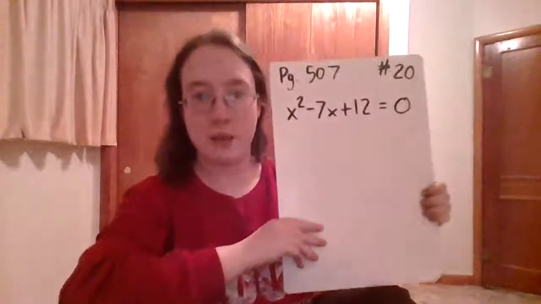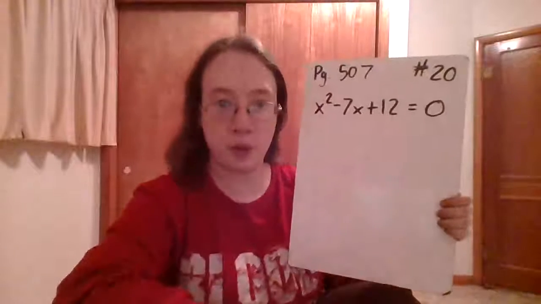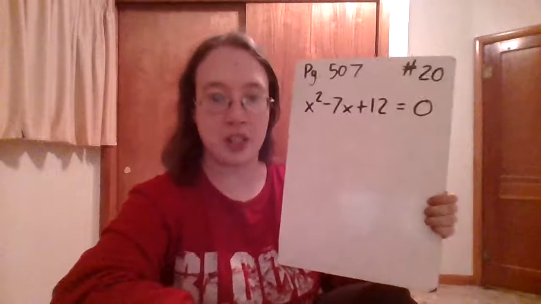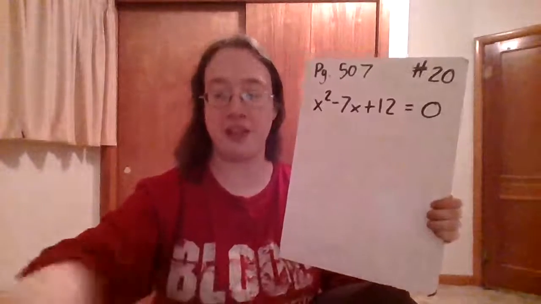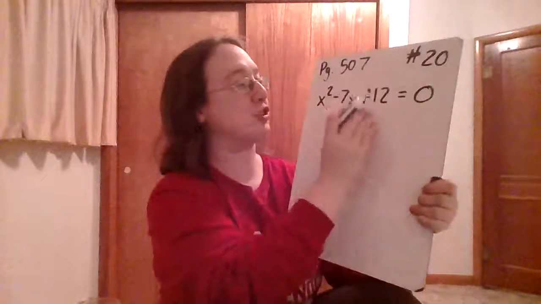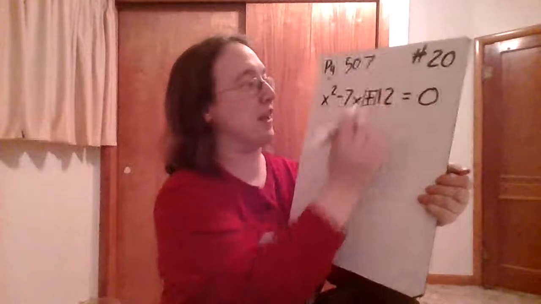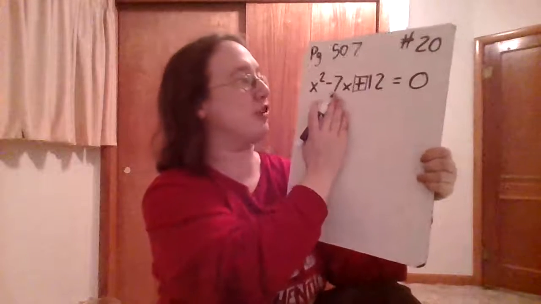Okay. Now we're going to look at number 20. We're going to look at one of these ones that has an equals 0 on the end. So with these ones we're not just factoring, we're actually going through and solving for x. But we're going to start off by doing the same thing. We're going to start off by looking for factors of 12, and this time, since that's a plus, we want things that are going to add up to 7.